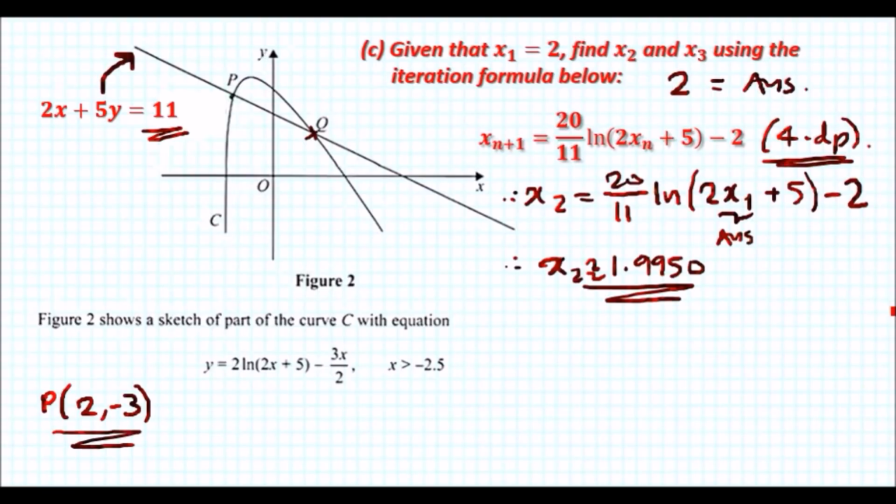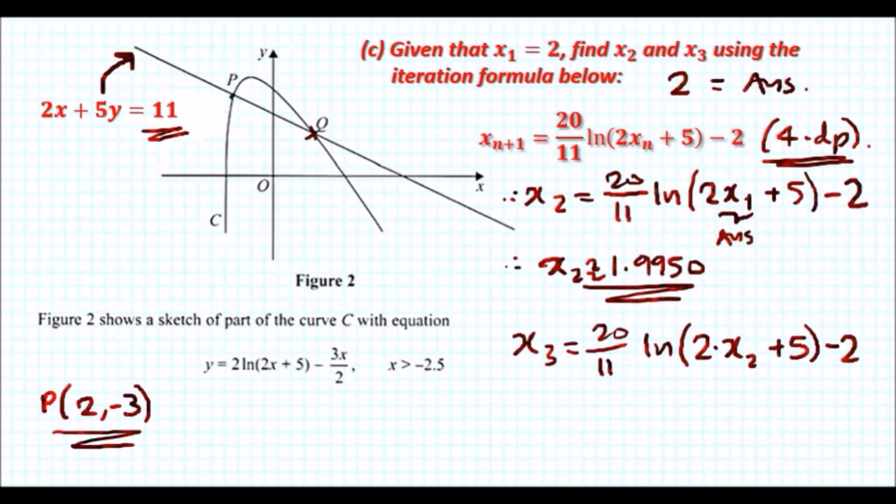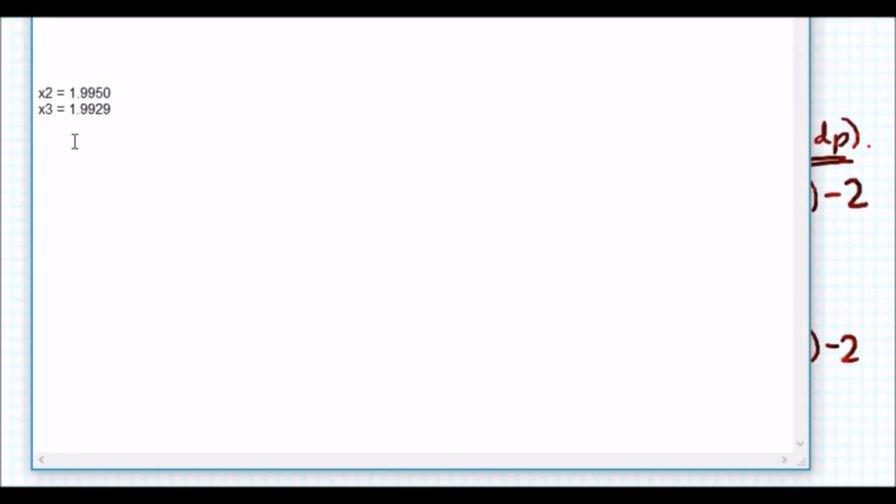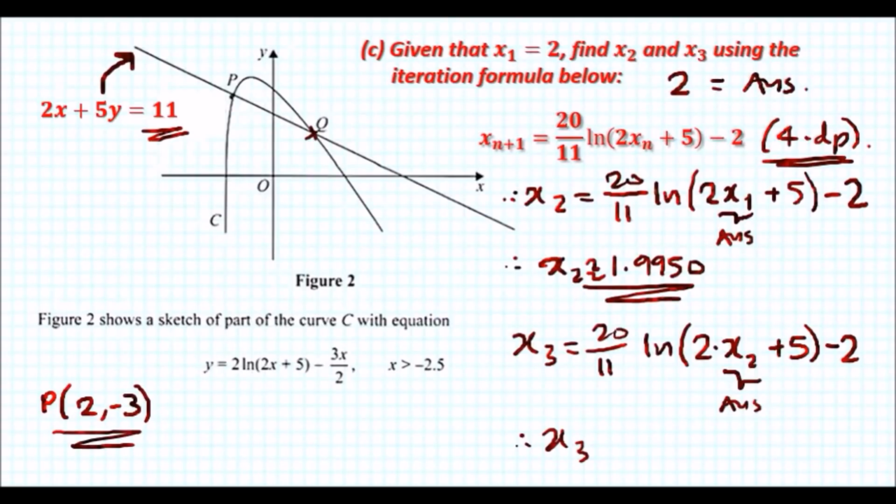Now do the same for x3. For x3, we have 20 over 11 times the log of 2 times x2 plus 5 minus 2. Again, using your answer value, which should already be there, you just press equals again, and your answer for x3 should be 1.9929. That's really it, guys. Nothing more to iteration. You just plug and go.